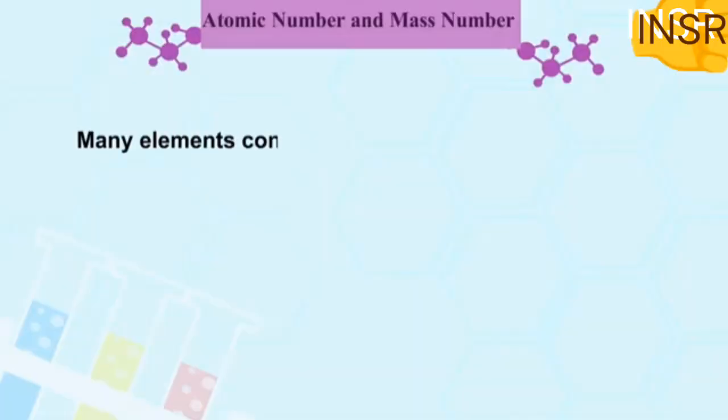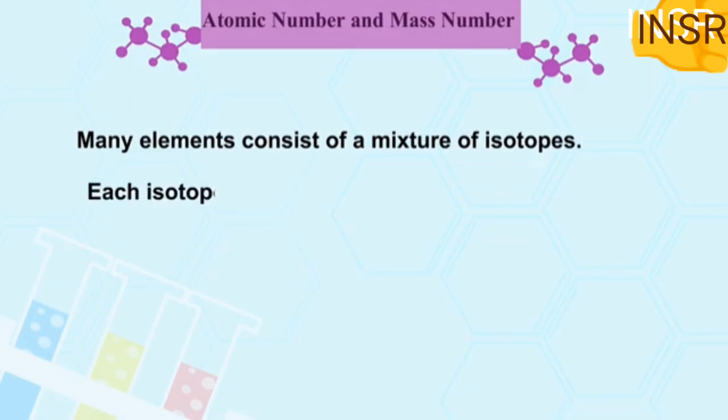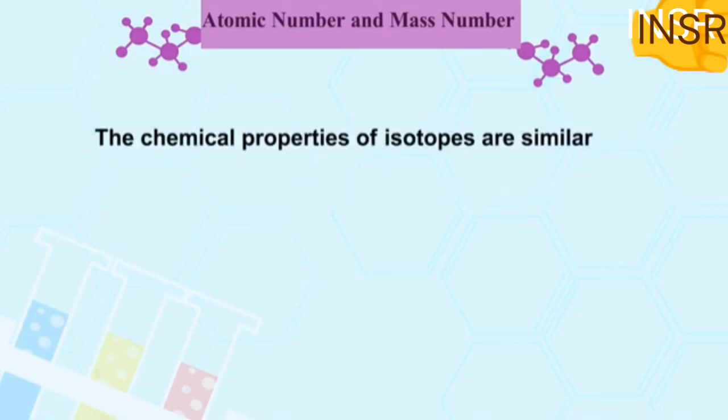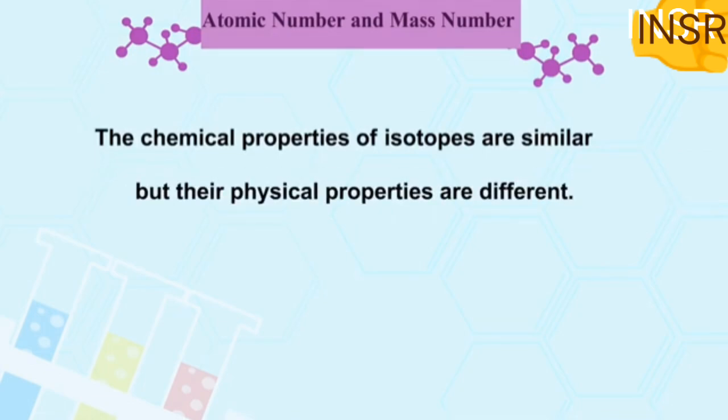Many elements consist of a mixture of isotopes. Each isotope of an element is a pure substance. The chemical properties of isotopes are similar, but their physical properties are different.